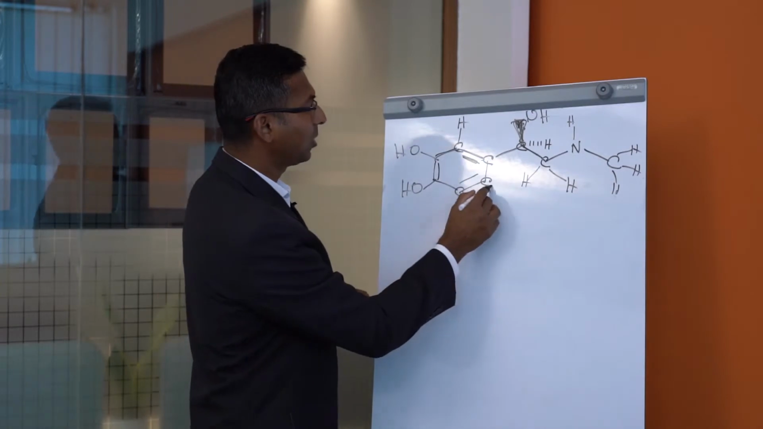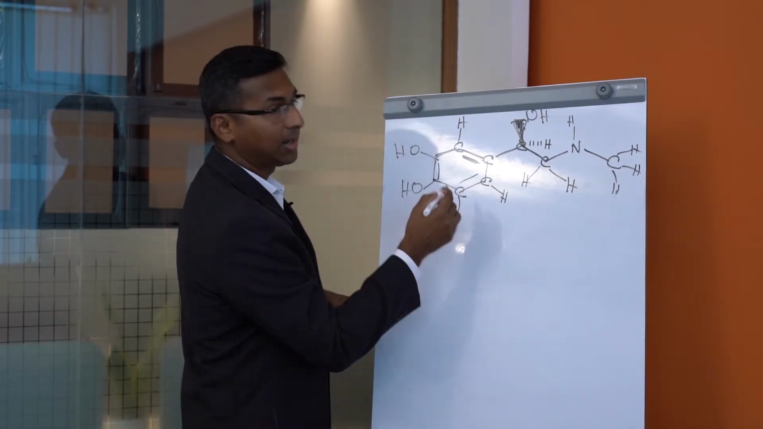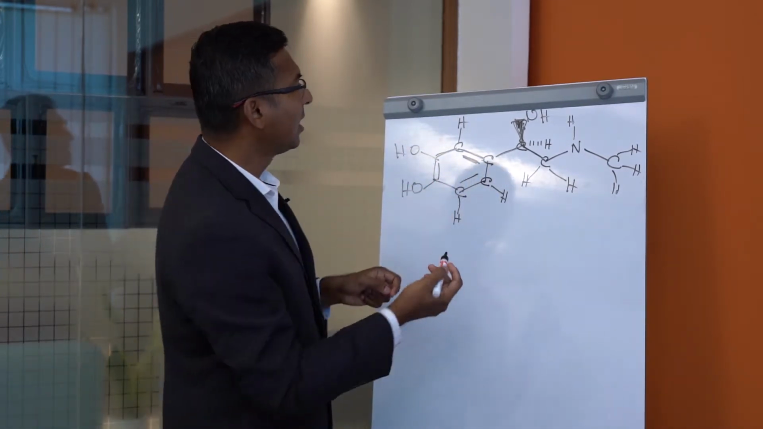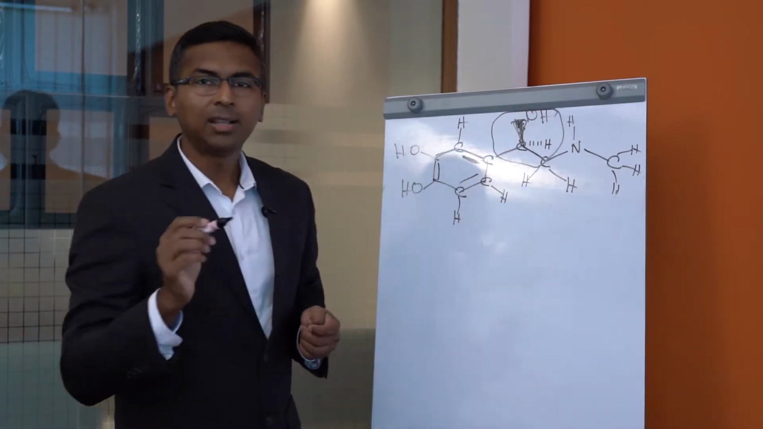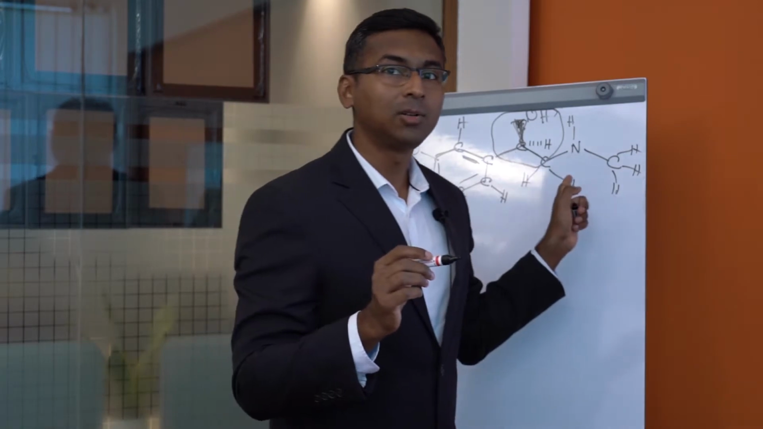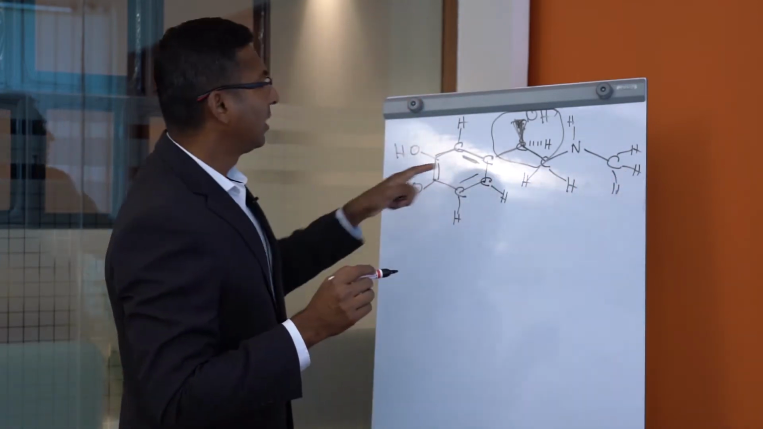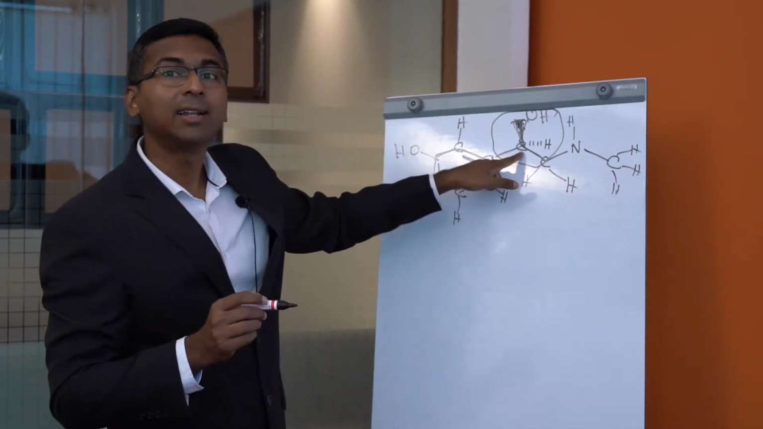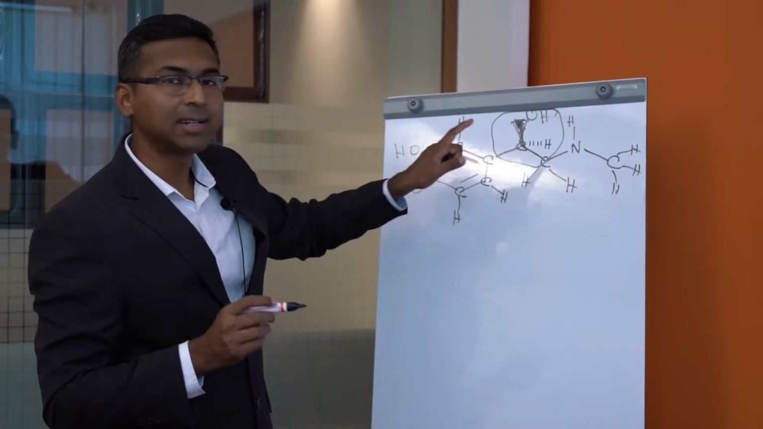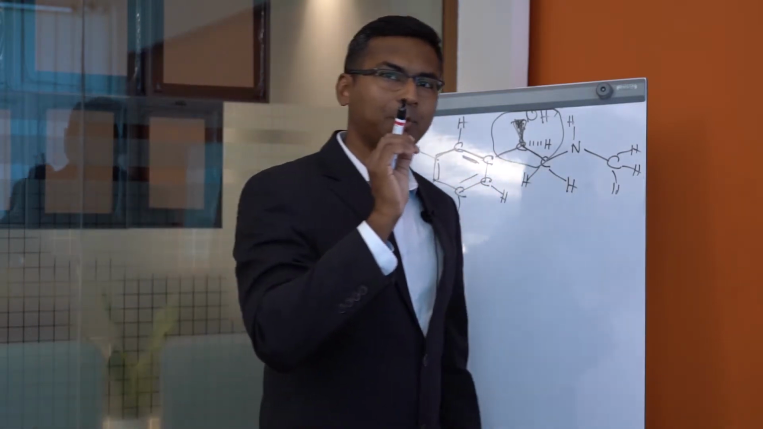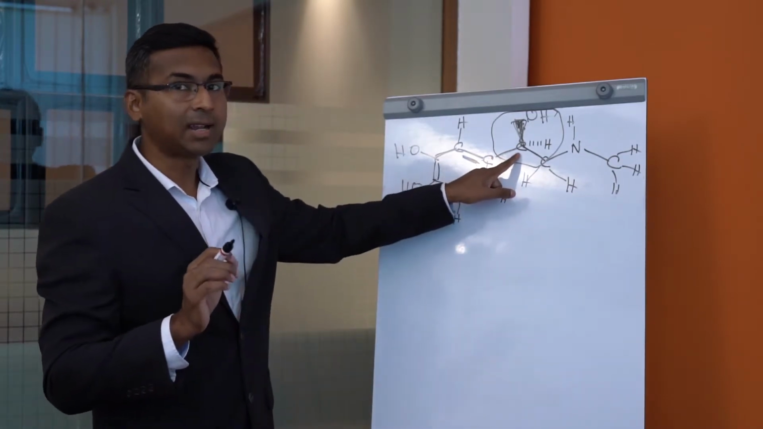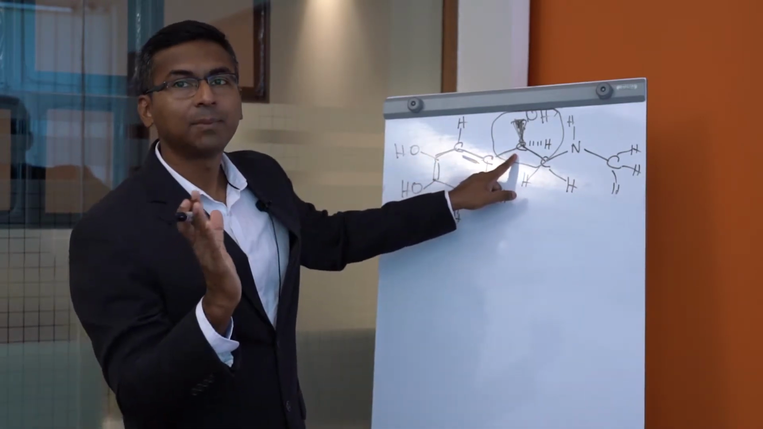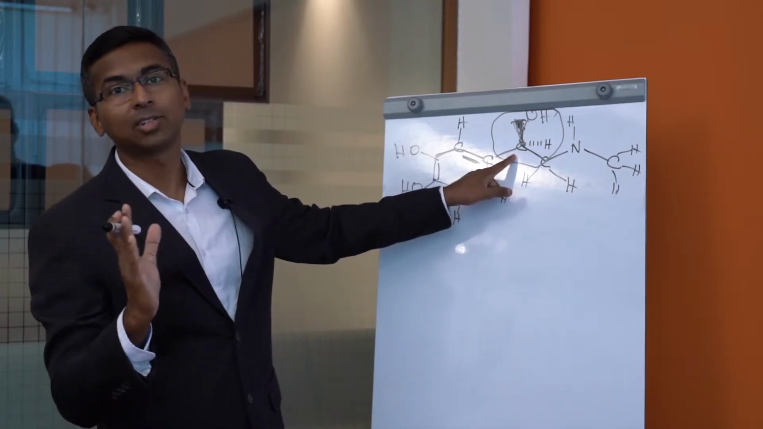Hydrogens are not being shown here, nor are the carbons, but this center has a particular significance in the effectiveness of this molecule as a drug, and this center is called a chiral center. A chiral center has a particular property, and the property is that it can interact with and rotate the plane of plane polarized light.